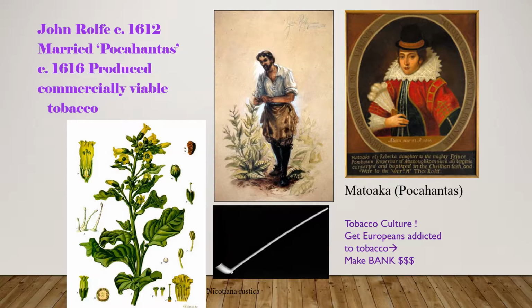Well, the corporation wants to make money, so they systematically go about creating a tobacco culture. And this is to get Europeans addicted to tobacco. Strong note here. This is going to be important in England, but the idea is your target market. You're trying to get everybody in Europe addicted to tobacco. And this worked perfectly. They're still addicted to tobacco today.